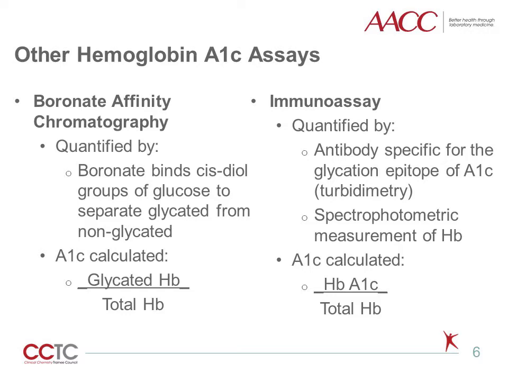The first method uses antibodies specific for the beta chain site of glycation on hemoglobin A1c, and that fraction is quantified through a turbidimetric method where the more hemoglobin A1c that is bound, the more antibody precipitates and the less light that is allowed through.